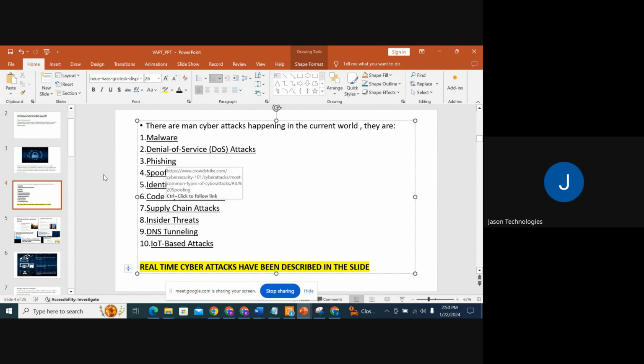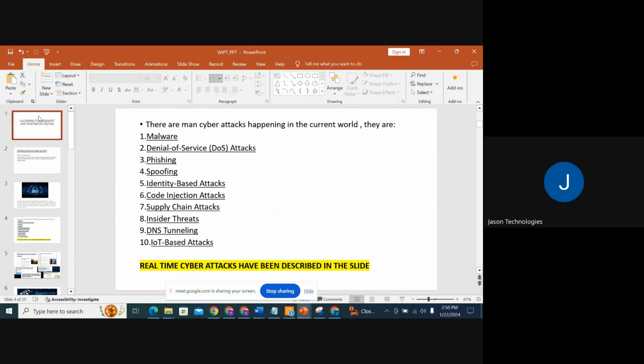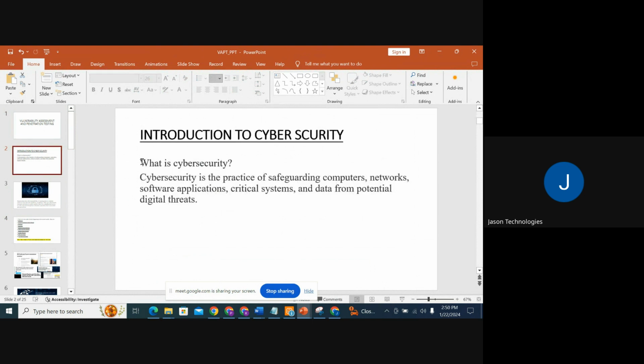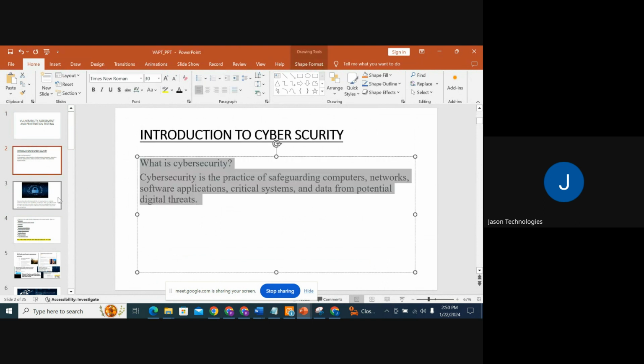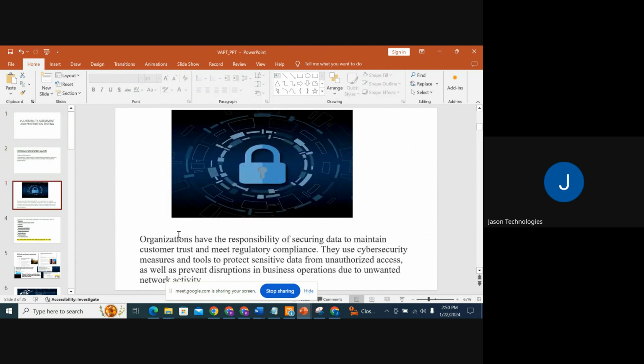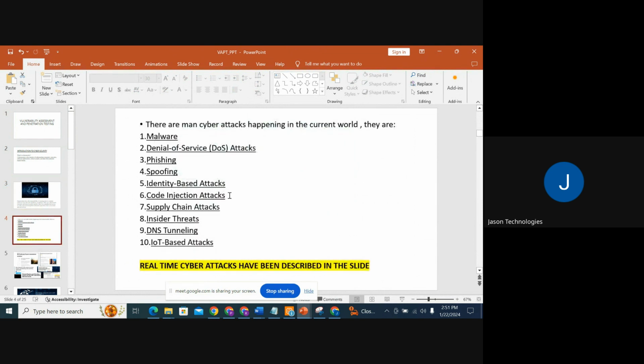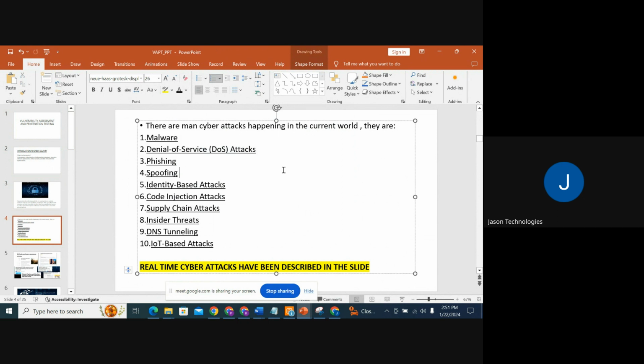So today we have discussed what cybersecurity is, what the use of cybersecurity is, and the importance of cybersecurity. Next, how organizations maintain the relation between the clients and the application owners, and what tools are there in the market to perform penetration testing. And then we have discussed six cyber attacks. So that's it for today. If you have any doubts related to this information, you can ask me. We will continue with the remaining attacks.